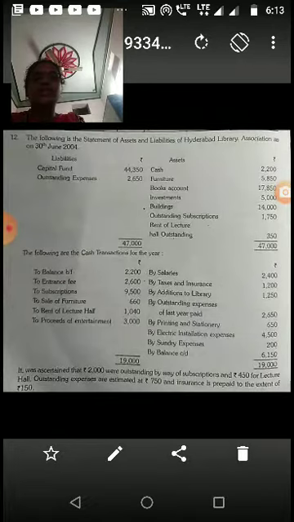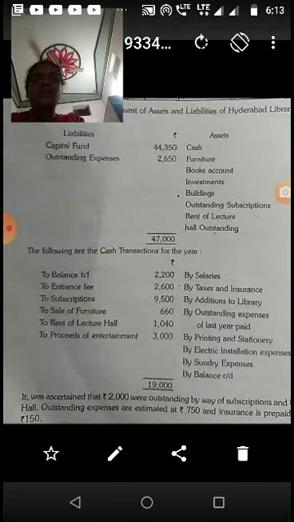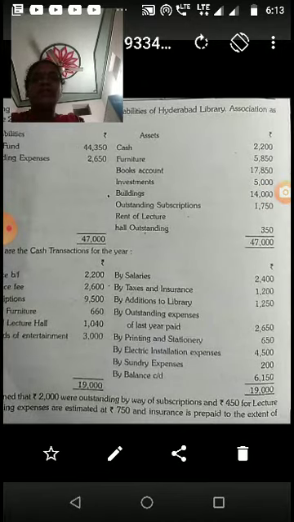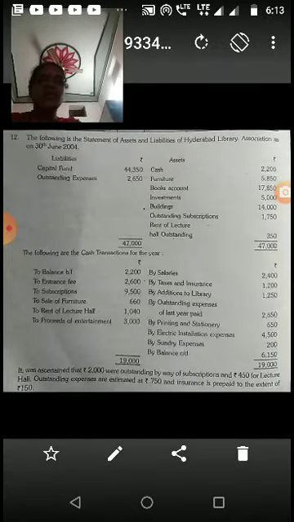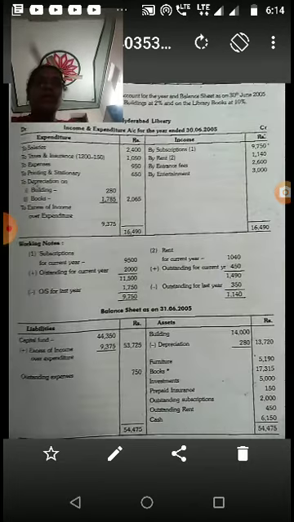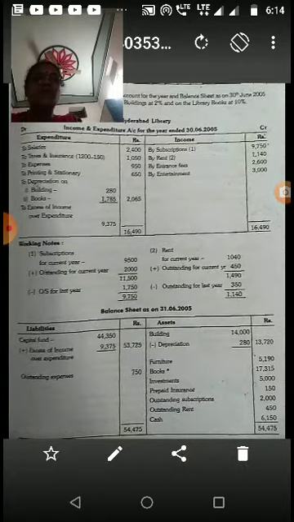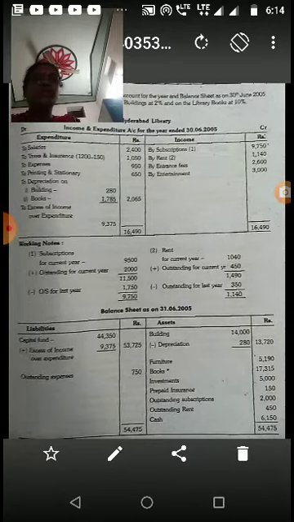It was ascertained that 2,000 were outstanding by way of subscriptions and 450 for lecture hall. Outstanding expenses are estimated at 750 and insurance is prepaid to the extent of 150. So this problem is given. Now prepare income and expenditure account for the year and balance sheet as on 30th June 2005 after providing for depreciation on buildings at 2% and on the library books 10%.